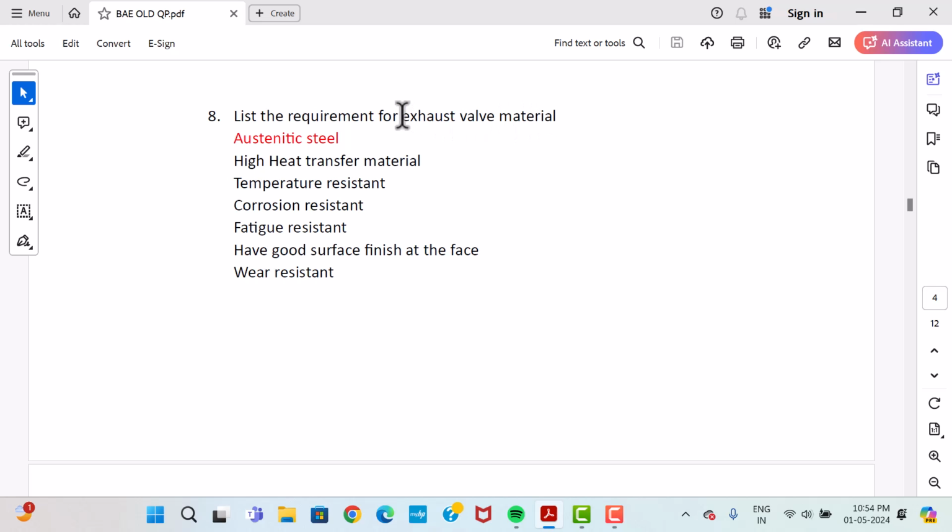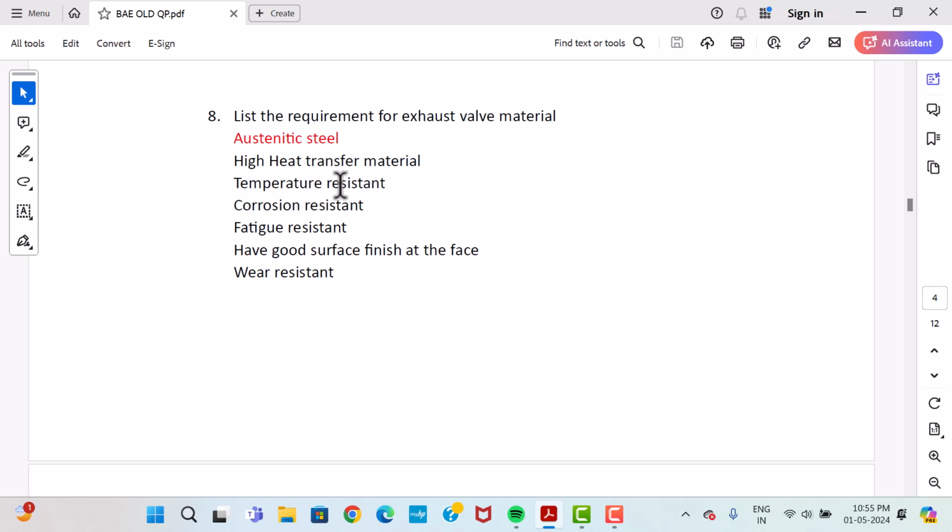It is specifically mentioned as the exhaust valve because the exhaust gas, after burning, is passing through the exhaust valve. So it undergoes high temperature. It may undergo some smoke, etc. So it has certain properties. So high heat transfer material. High heat is generated inside the engine. If the material is heated, the heat transfer rate from the valve is also very high. Otherwise, if the heat transfer is less, it may be deformed.